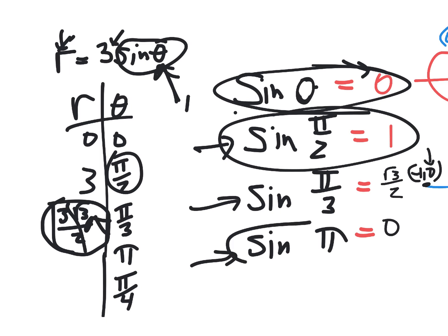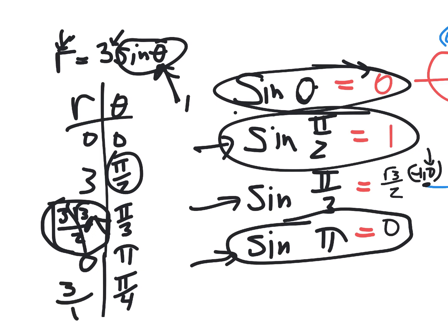Next one is pi. Sine of pi is 0. Opal, what did you get when you put a 0 in? 0. 3 times 0 is 0. And then how about the last one? I got 3 over square root of 2. Can anybody verify 3 over square root of 2? All right, just to clarify on that last one, we would do sine of pi over 4.